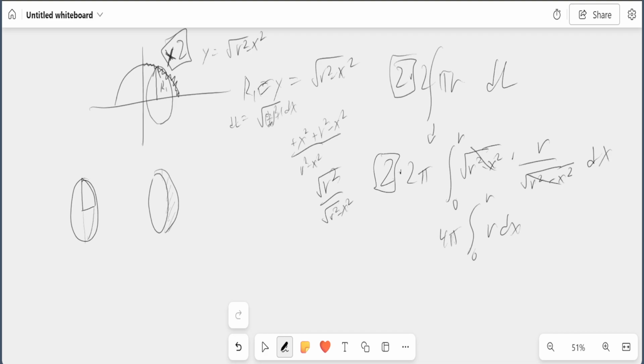Does that make sense? Okay, good. So now that's why we multiply by 2 when it comes to the volume and surface area.